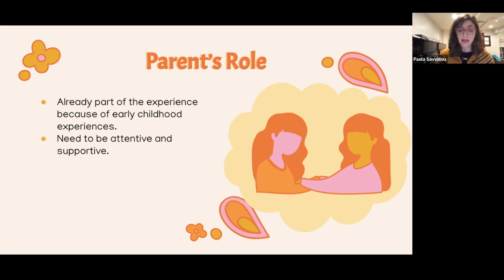They need to be attentive and supportive. Again, listening non-judgmentally and empathetically. The child may not be saying anything and may not even know how to verbalize, "Hey, I'm experiencing performance anxiety," but their physical symptoms and behaviors may be obvious and noticeable to the parent.